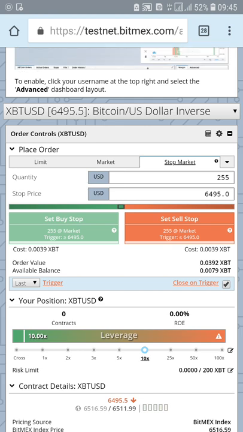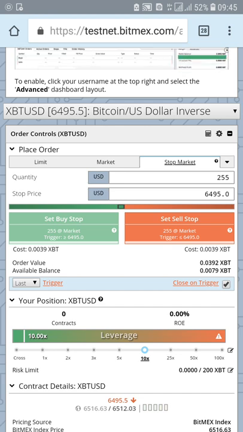So I prefer using the stop market because the stop market stops the loss immediately when the price in the market gets to that point where you set it.